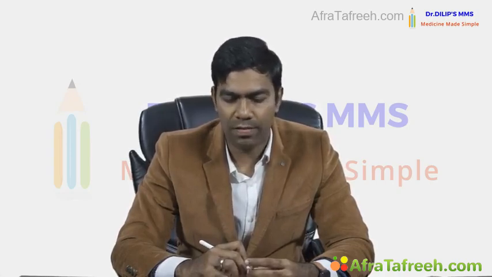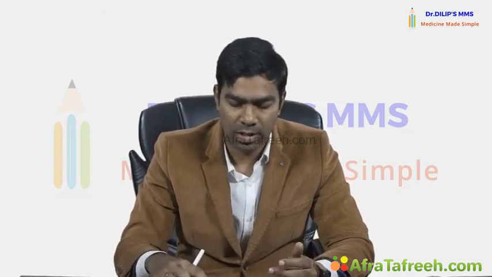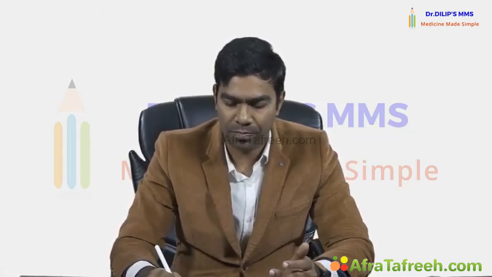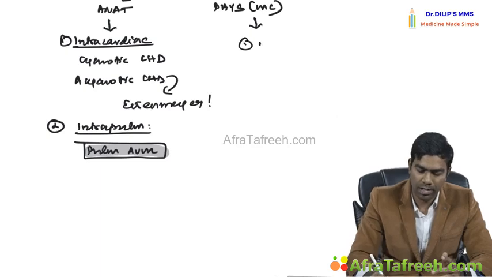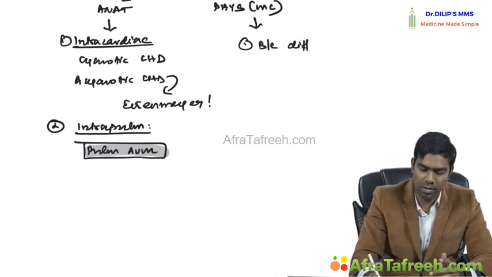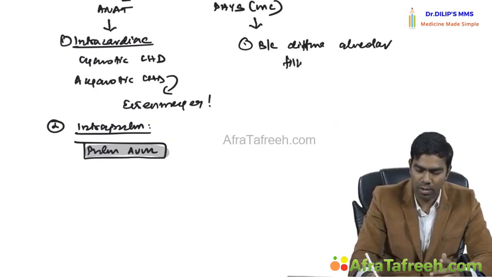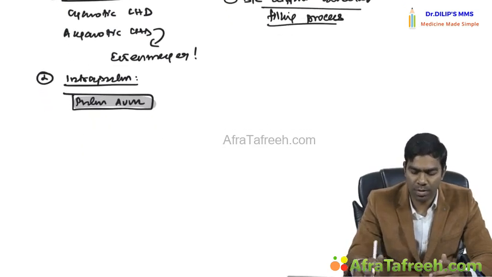What are the examples of physiological shunting? Whenever you have a physiological shunting, there are a lot of processes that can result in it. For example, there is something called a bilateral diffuse alveolar filling process. That's number one. Or you can have a massive collapse. So let us see number one, the bilateral diffuse alveolar filling process. What do you mean by that?